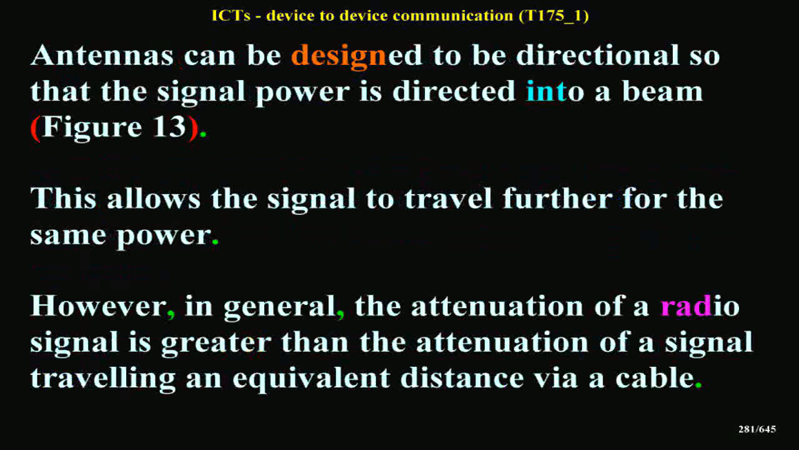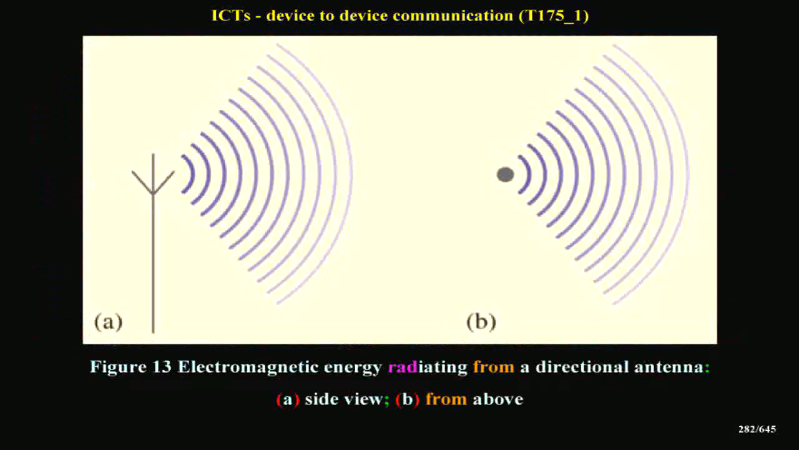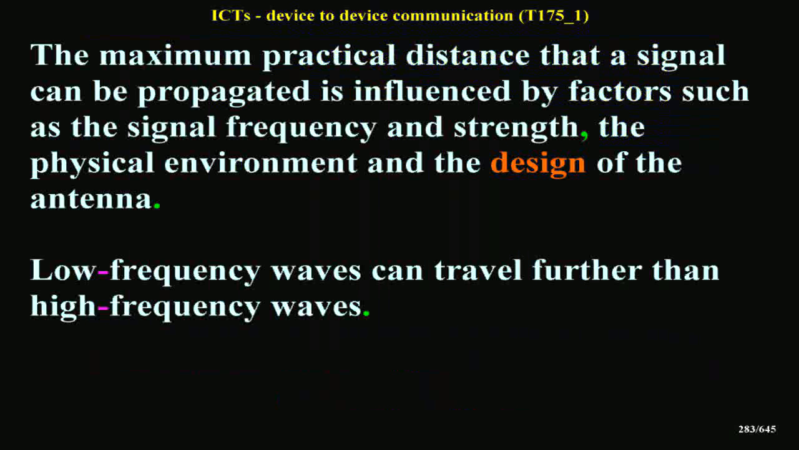However, in general, the attenuation of a radio signal is greater than the attenuation of a signal traveling an equivalent distance via a cable. Figure 13: Electromagnetic energy radiating from a directional antenna. A, side view. B, from above. The maximum practical distance that a signal can be propagated is influenced by factors such as the signal frequency and strength, the physical environment, and the design of the antenna.